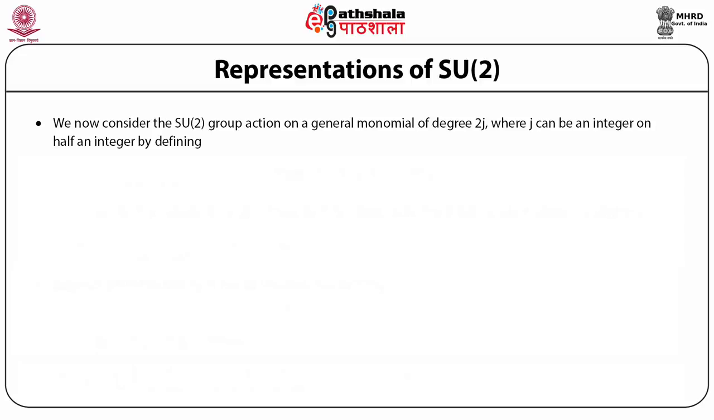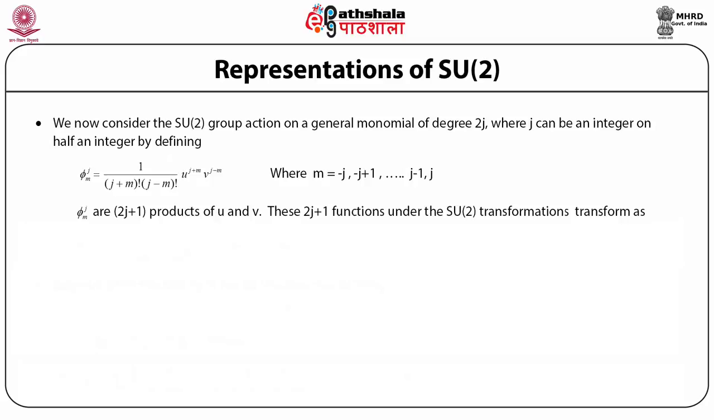And by defining this phi j m with m varying all the way from minus j to j in steps of 1, that is, m takes the values minus j, minus j plus 1, up to j, such that, for example, if m is equal to minus j, then your monomial is v to the power 2j. And when m is equal to j, then it's u to the power 2j. The phi j m then are 2j plus 1 products of u's and v's.